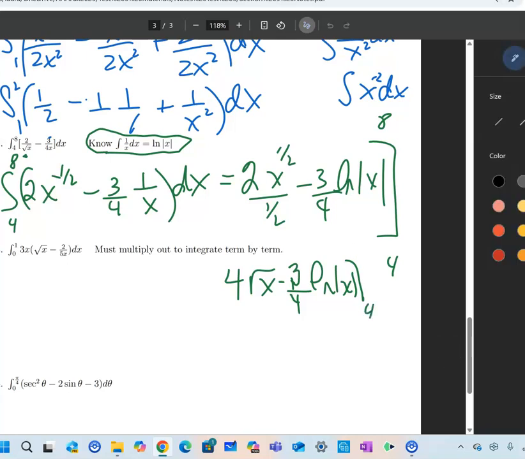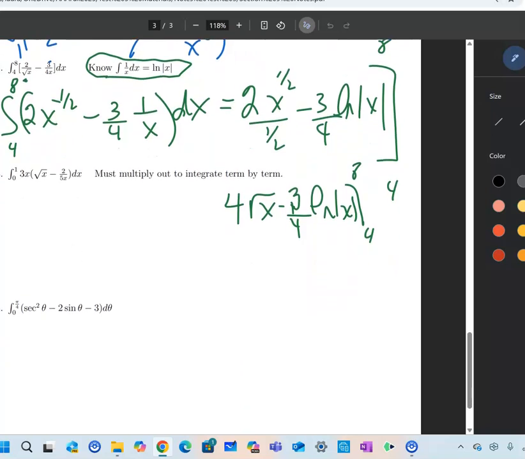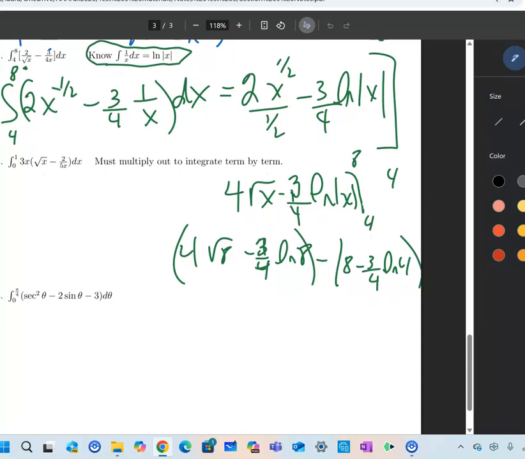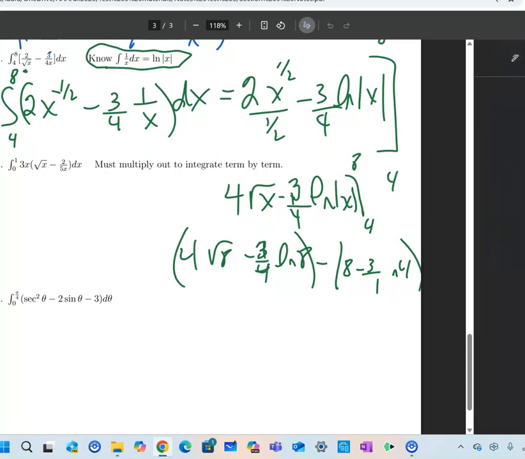Between 4 and 8. So let's go plug in 8 at first. So 4 root 8 minus 3/4 ln of 8, and you can throw away the absolute value bars once you see that it's positive. And then I'm going to have minus, I'm going to be substituting 4, so 4 root 4, that's 8, minus 3/4 ln of 4. Yeah, there's really not much you can do to simplify that. All right, let's go to this next one. Oh, I'll stop them and do it then in the next video.